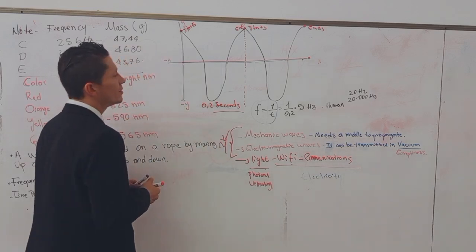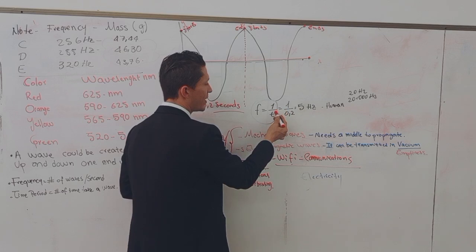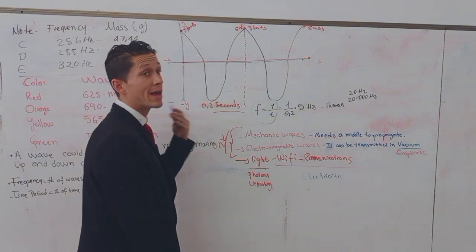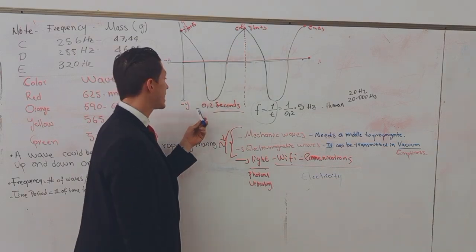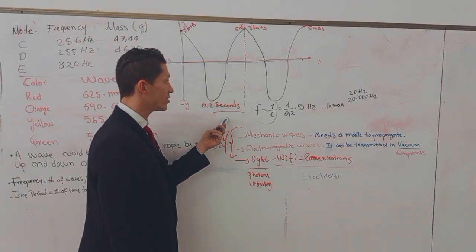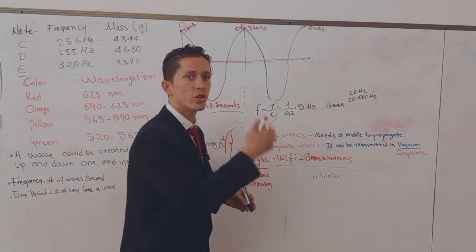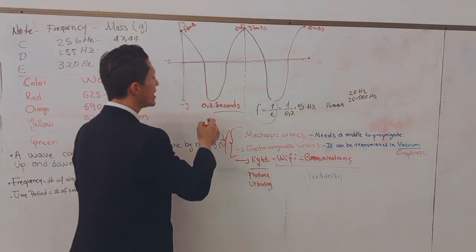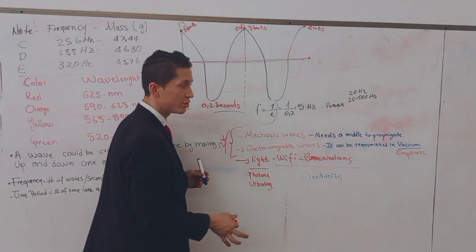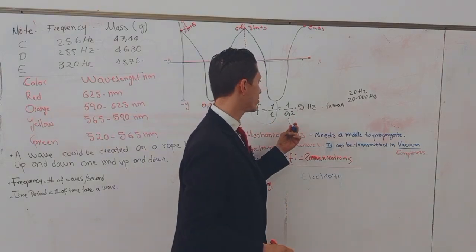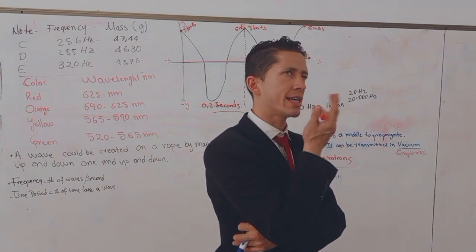So now we have to use this, obviously. Frequency equals 1 divided by time. I'm saying this wave takes 0.2 seconds to complete the cycle. It means that the time is 0.2. What's the frequency? 1 divided by 0.2 equals 5 hertz. 5 hertz. What does it mean?